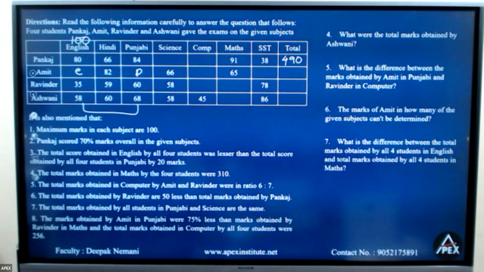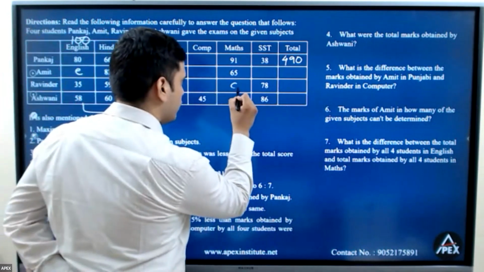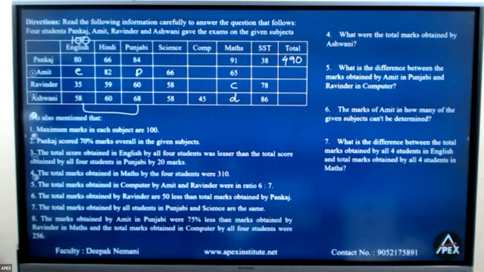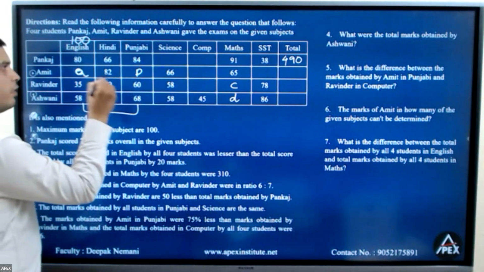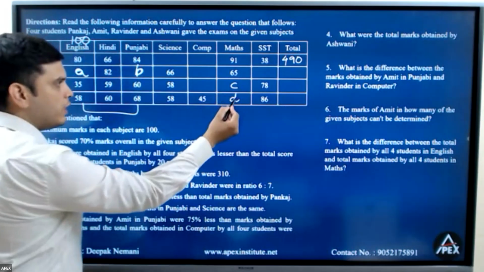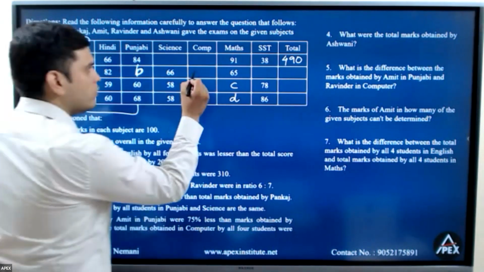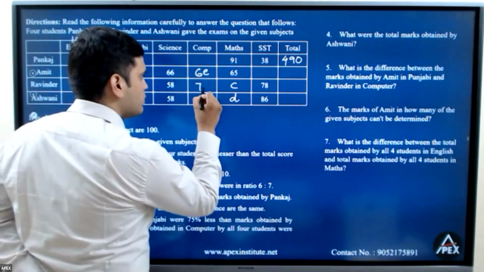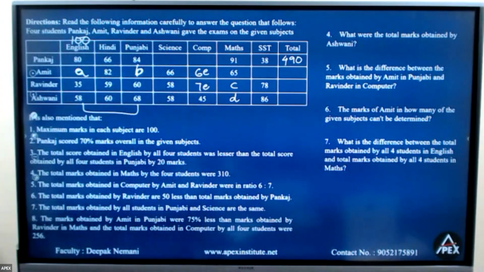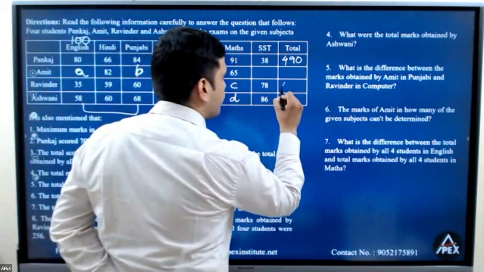Total marks obtained in maths by all the 4 students is 310. This is C. This is D. Let me consider this as A, this as B, C, and D. Total marks obtained in computer by Amit and Ravinder were in the ratio 6:7. So 6E, 7E. The total marks obtained by Ravinder are 50 less than the total marks obtained by Pankaj. So this will be 440.